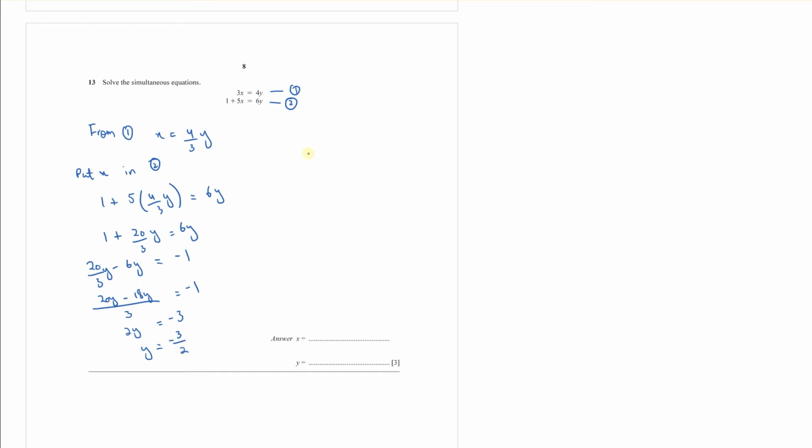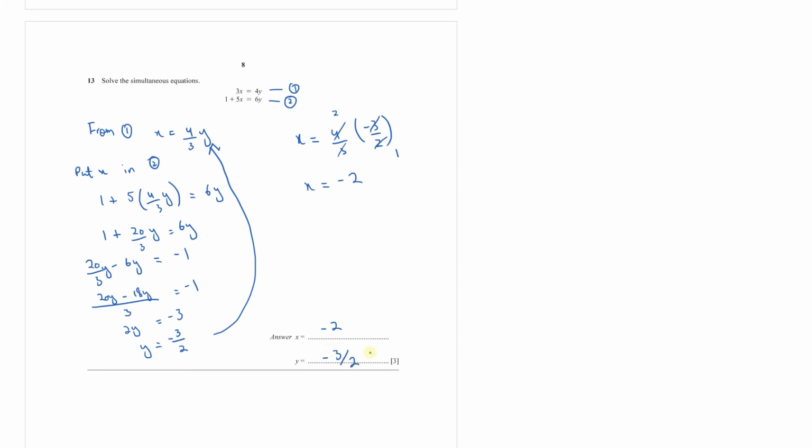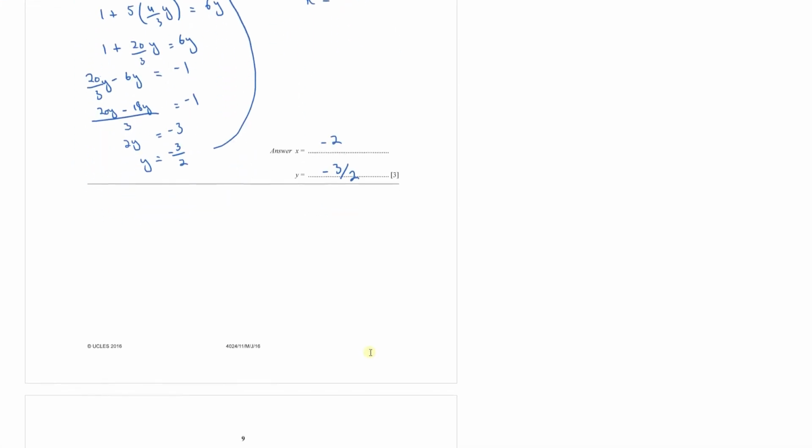And then I can substitute y, put this value of y here to get x. So x equals 4 over 3 into y, which is negative 3 over 2. So these cancel out. This also cancels out. So you get 2 multiplied by negative 1, which is negative 2. So your x value is negative 2, y is negative 3 by 2. Let's move on to the next question.